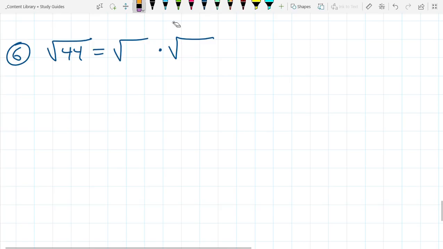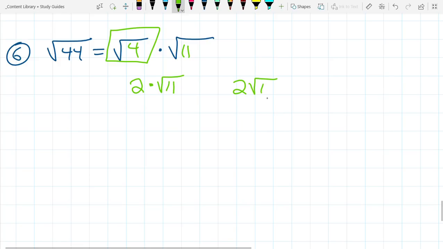So then we try another combo, like 4 times 11. 4 times 11 is 44, and I know what the square root of 4 is. The square root of 4 is 2. So this is 2 times the square root of 11, but we just really write it as 2 root 11. But if you want to put the dot, you can. The way you check that is type it in on a calculator. And you'll get the same answer whether you type square root of 44 or 2 times the square root of 11.